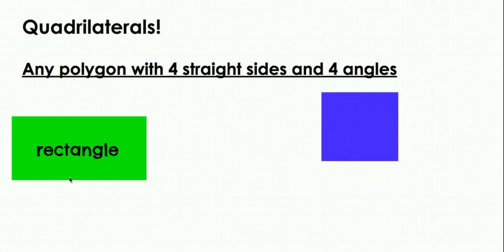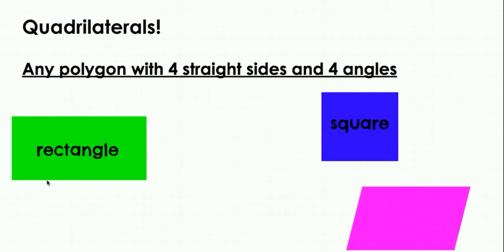It is very closely connected to the square. However, the square also has 2 sets of parallel lines. But all sides of a square are the same length. So this side is the same as this, is the same as this, is the same as this. Whereas the rectangle has 2 shorter sides, 2 longer sides.